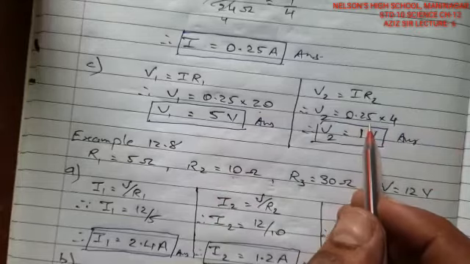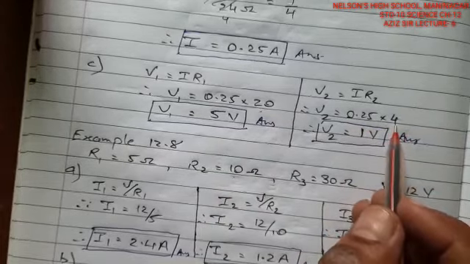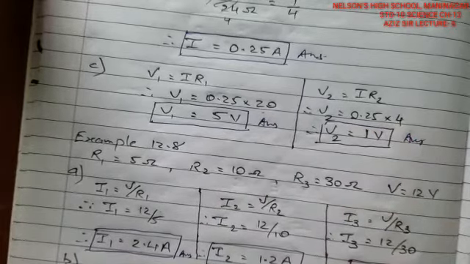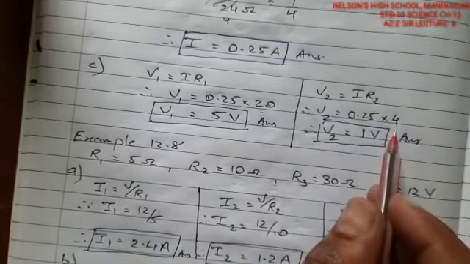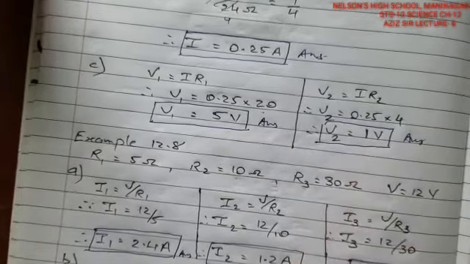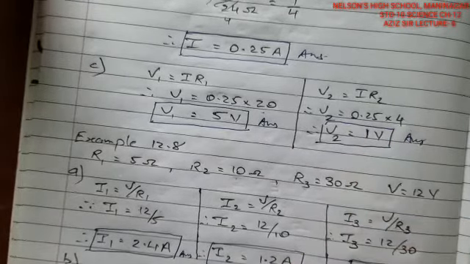Similarly, the current here is also 0.25, multiplied by 4 as the resistance. The value of voltage, 0.25 multiplied by 4, is 1 volt, right? So this is how we need to solve this sum.